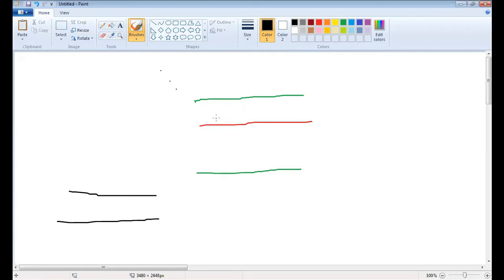This red color is H3. If the price opens above H3, so assume the first 15-minute candle is over here, then any pullback towards H3 is going to be a buying opportunity for the target of H4.